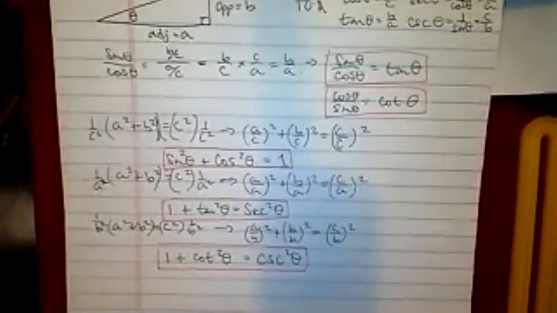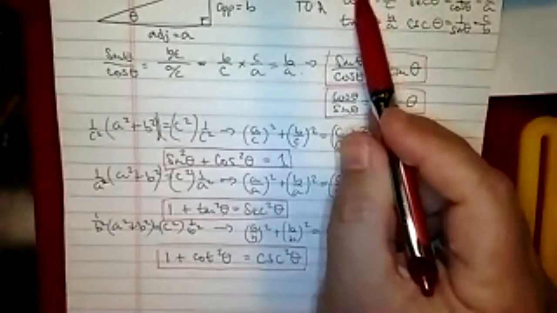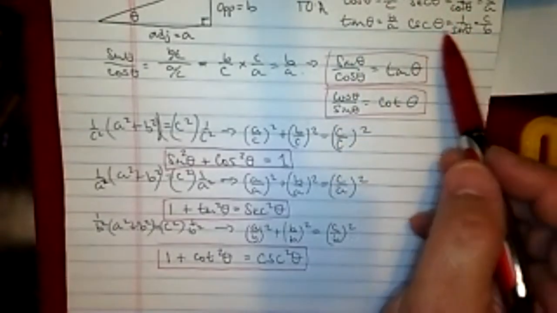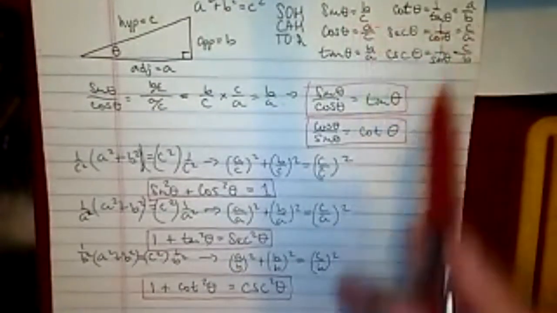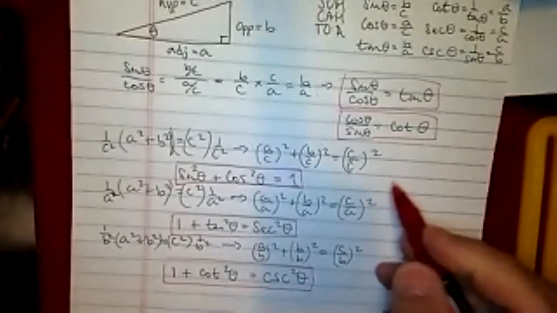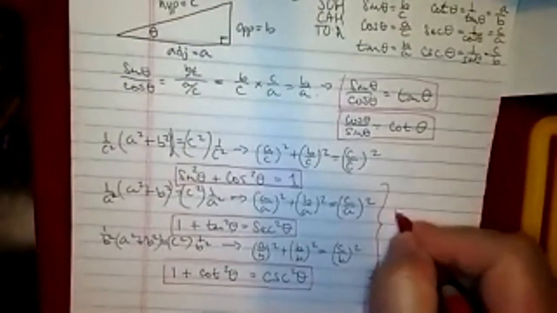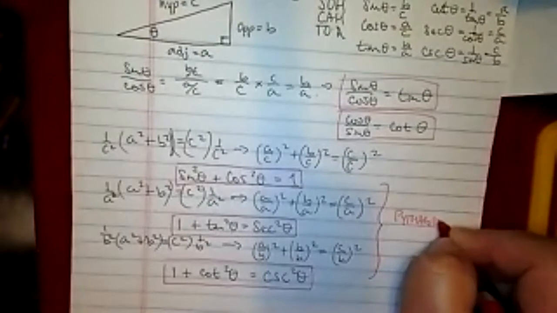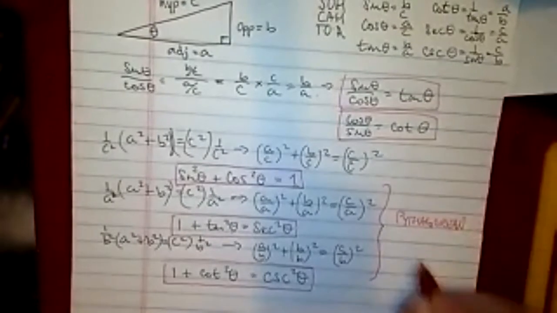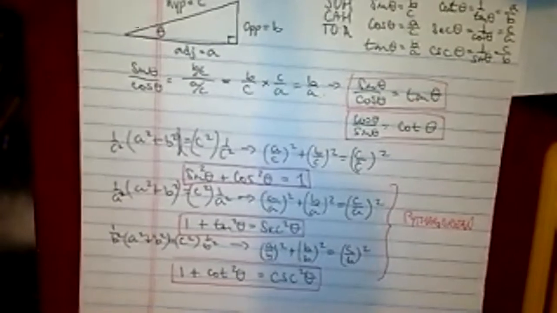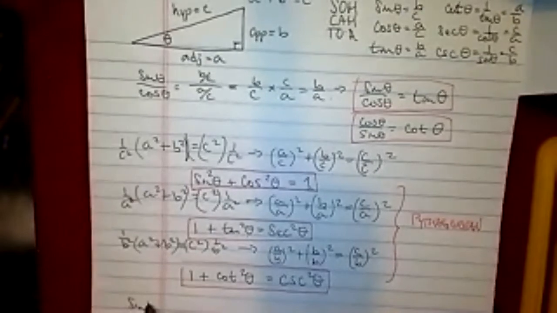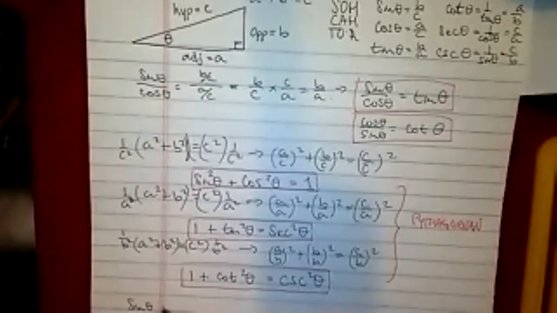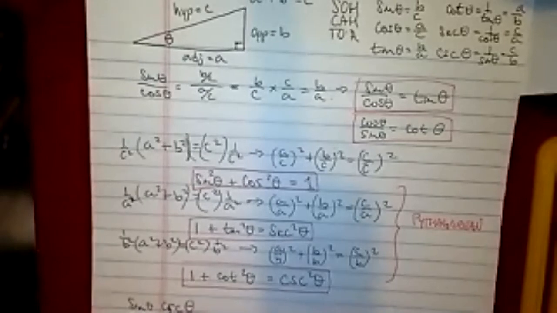Well, another thing we can see is that since sine and cosecant are reciprocals, if we multiply the 2, we should get 1. So these 3 are called the Pythagorean identities because they came from the Pythagorean theorem. Now I'm going to do another one. So let's do sine theta times its reciprocal, which is cosecant theta, is equal to 1. There's another identity.